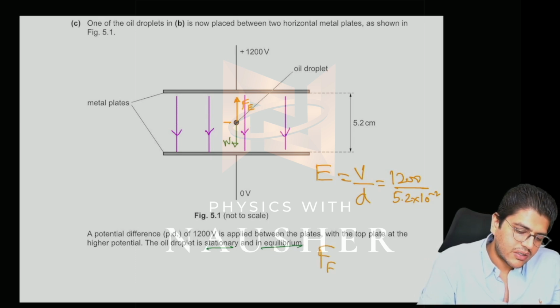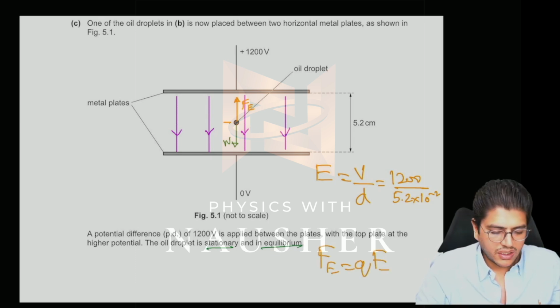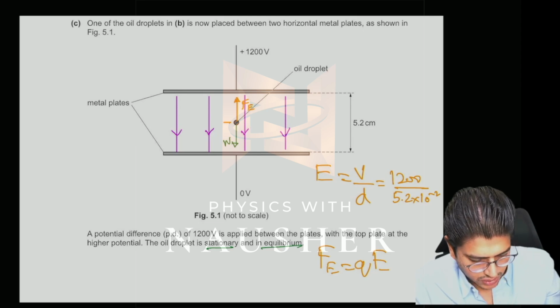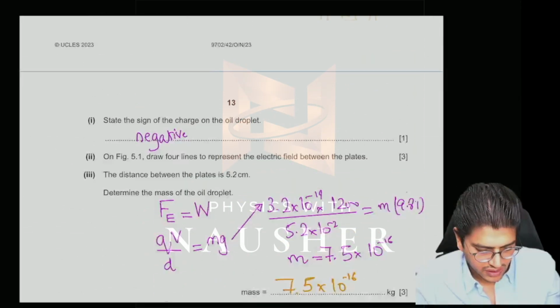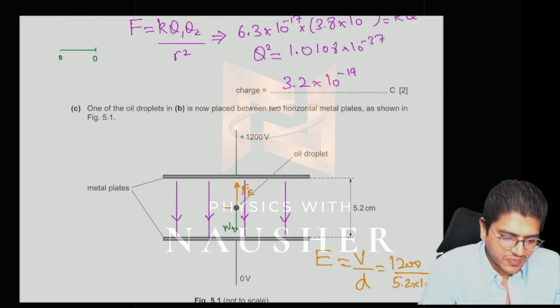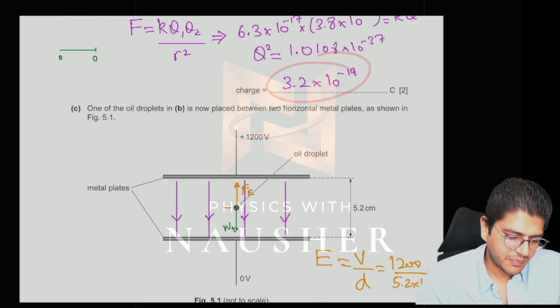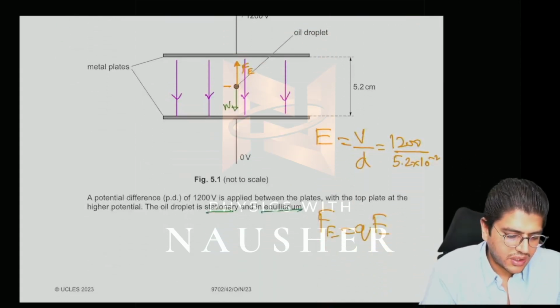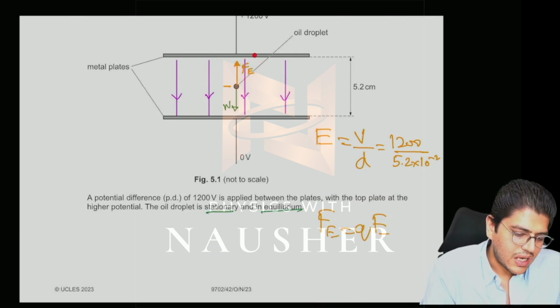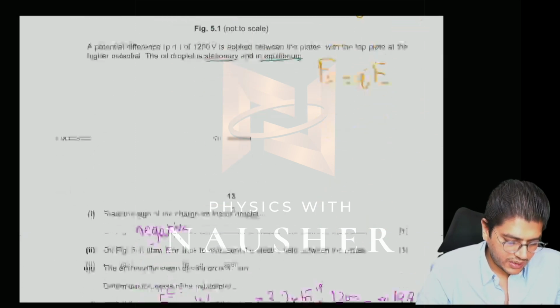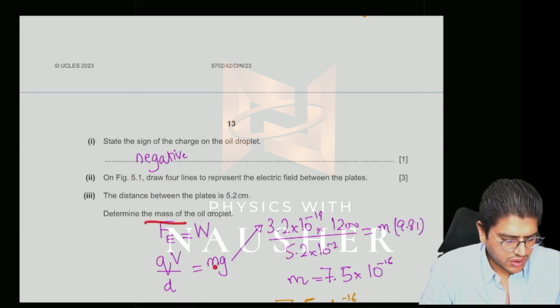You get the electric field strength. Then you get the electric force as Q into E. You know the charge. The charge was... Where is it? Here's the charge. 3.2 into 10 to the minus 19. So you can calculate the electric force. Once you calculate the electric force, that will be equal to the weight, and I think they're asking for the mass, so you get the mass from there.